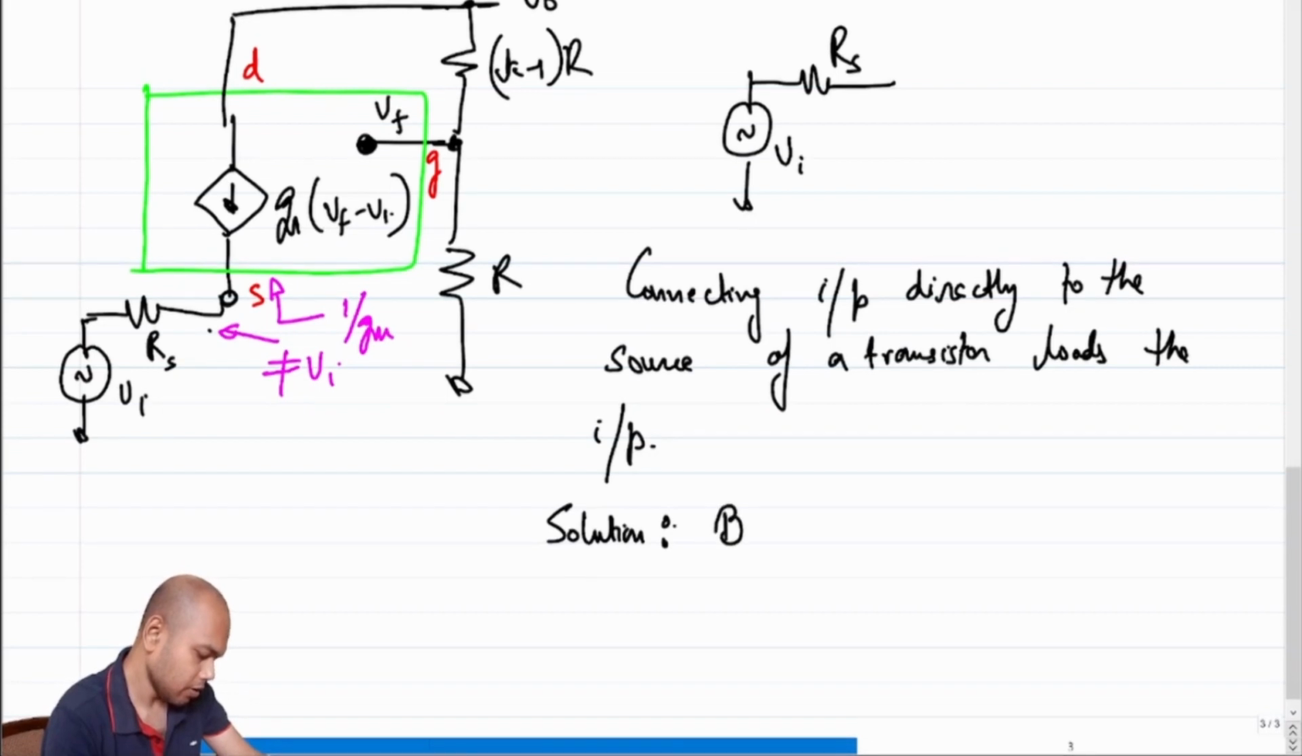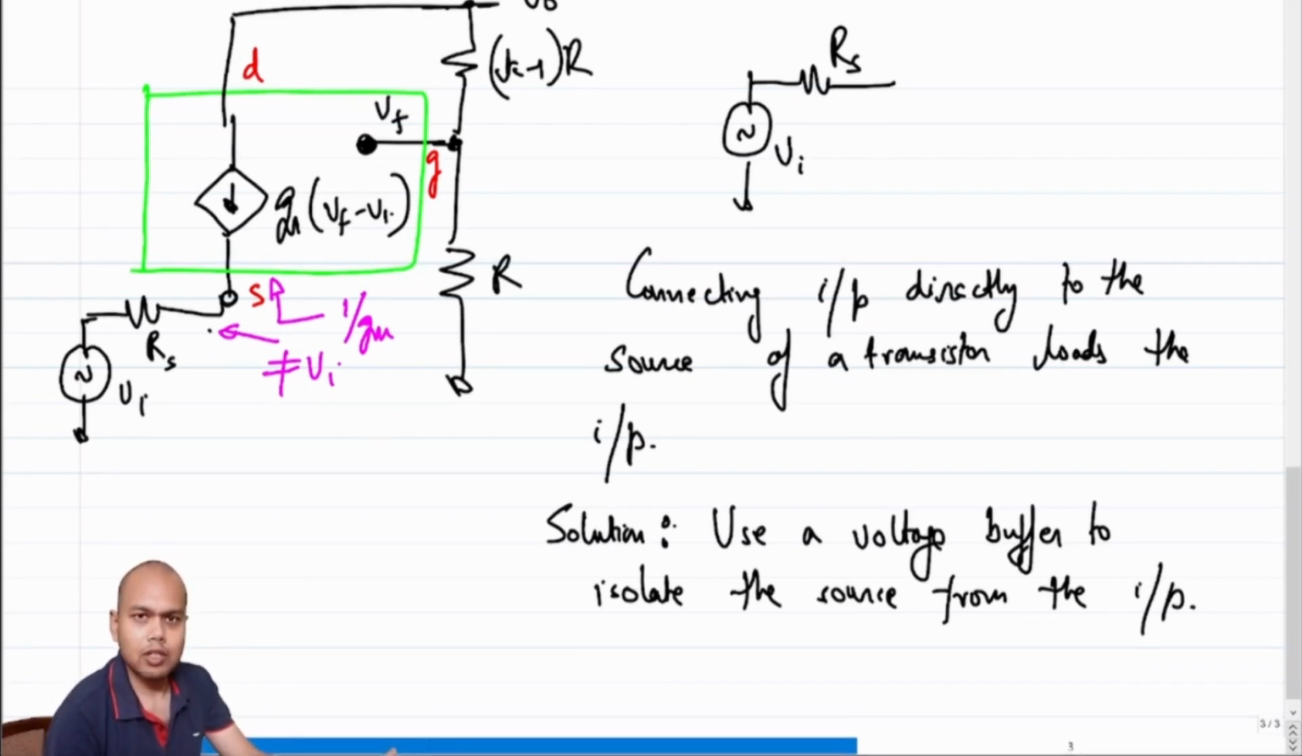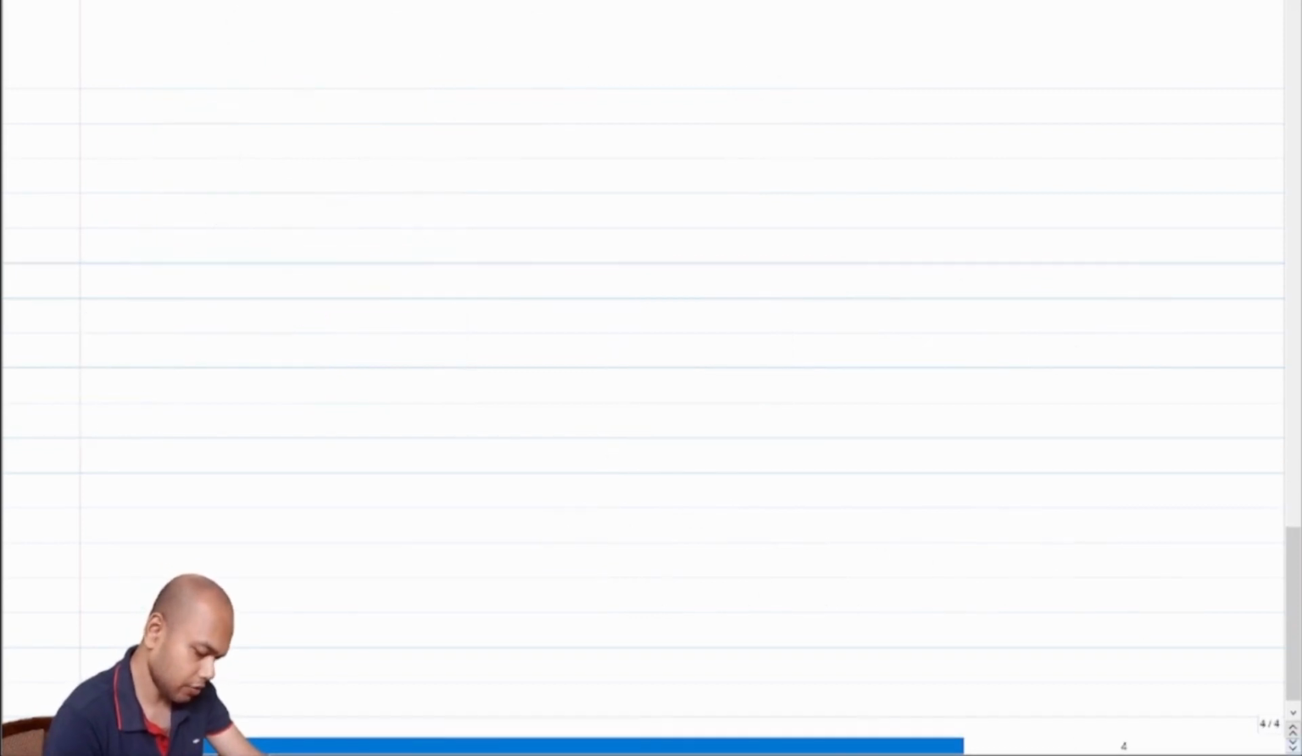The solution is to use a voltage buffer to isolate the source from the input. So what type of voltage buffer are we aware of? The only voltage buffer we are aware of till now is a common drain amplifier, or a source follower architecture, right? So let's do that. If we do that, what will we get? So this is VF.